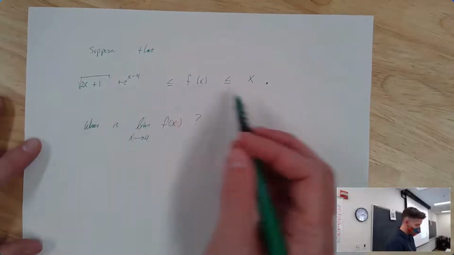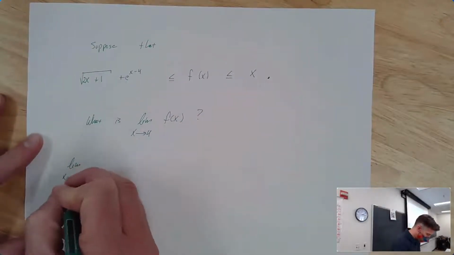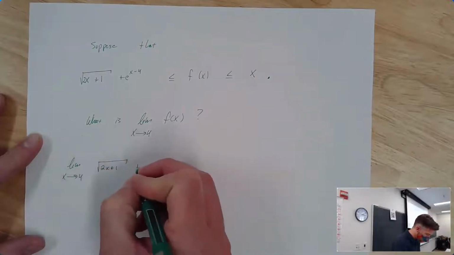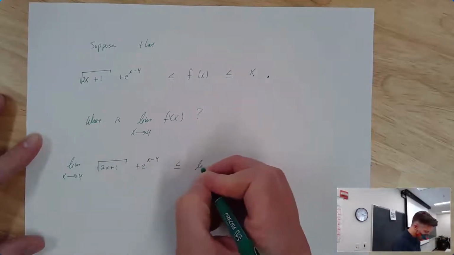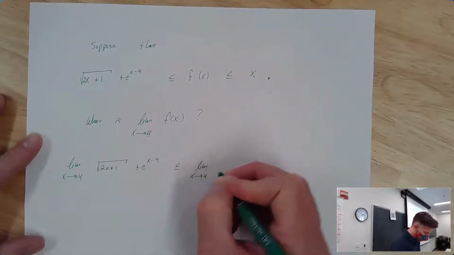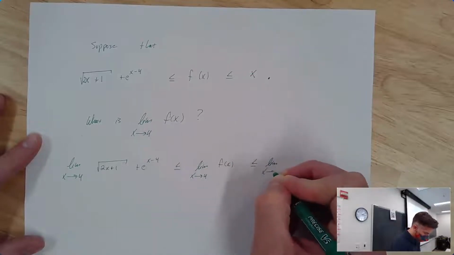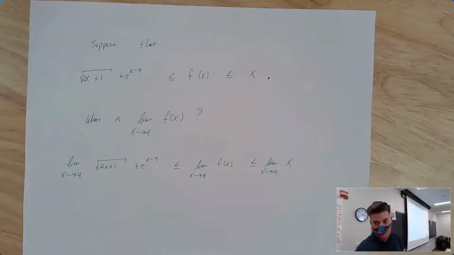We're going to take the limit of the outer parts, or we could even write it out and say the limit as x approaches 4 of the square root of 2x plus 1 plus e to the x minus 4 is less than or equal to the limit as x approaches 4 of f of x, which is less than or equal to the limit as x approaches 4 of x. One of these limits is really easy to do. What's the limit as x approaches 4 of x?